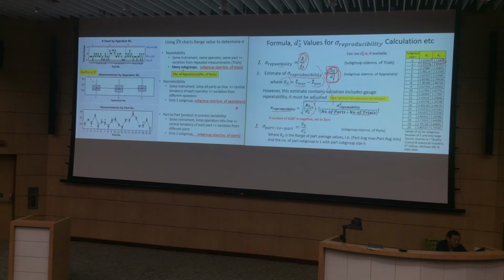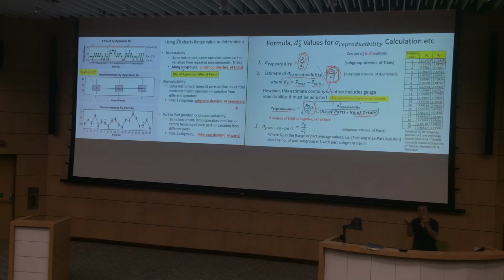Sometimes in this equation, if this number is greater than this, then what we do is set the whole thing, the reproducibility, equal to 0, because you cannot have a negative square root. And why do we have negative? Because in our example here, we don't take into consideration one factor: the interaction between the operator and the parts.